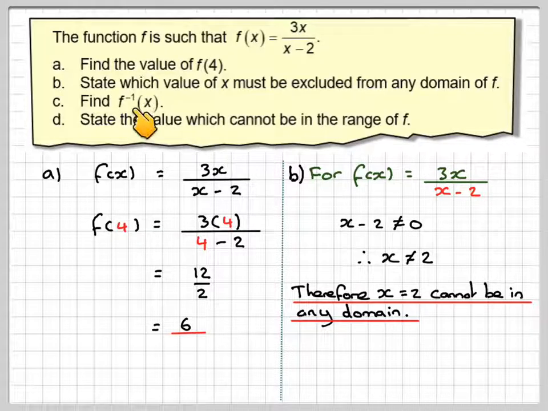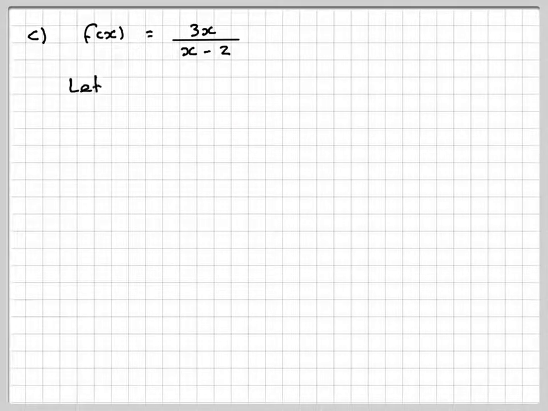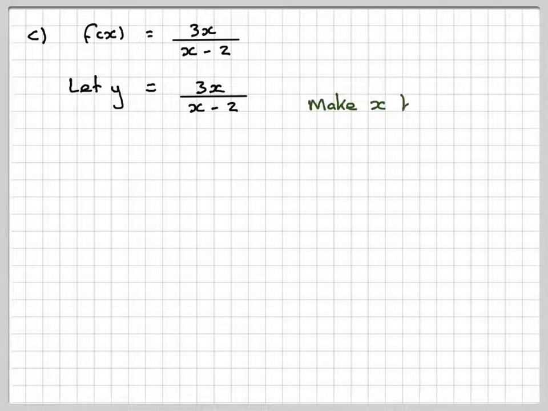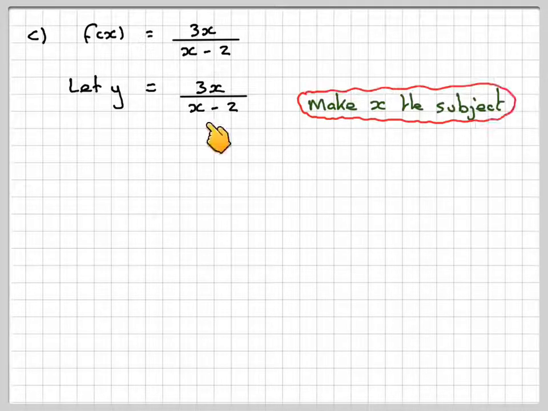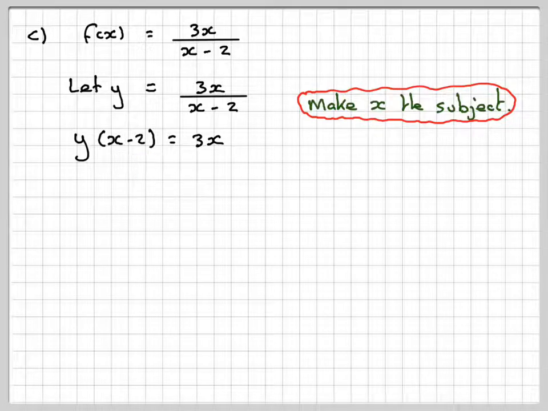Find the inverse function f to the minus 1 of x. So we've got f of x is equal to 3x over x minus 2. To find the inverse function, let y be equal to 3x over x minus 2 and now try to make x the subject, so multiplying both sides by x minus 2, we're going to get y times x minus 2 is equal to 3x, and therefore x times y, expanding the bracket here, minus 2y will be equal to 3x.